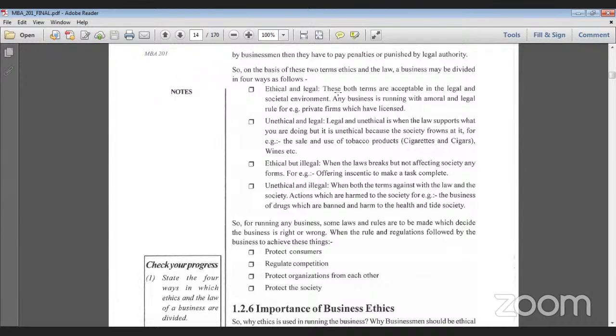Then unethical and legal. Legal and unethical is when a law supports what you are doing, but it is unethical because society frowns at it. For example, the sale and use of tobacco products, cigarettes and cigars, wines, etc., is called unethical and legal. Why is it unethical? Because these are not good for health. It is dangerous for health, right? The use of tobacco products.